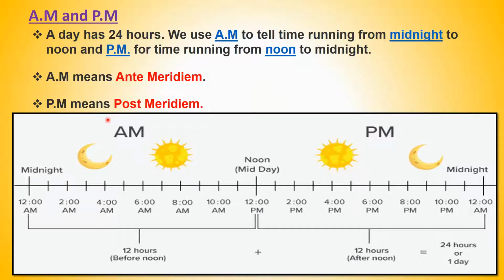This chart over here explains to us in detail about it. From midnight 12 AM to noon 12, it's before noon, 12 hours before noon, so it is AM. And after that, from noon 12 o'clock to midnight 12 o'clock, we use PM. So if you see 12 hours before noon and 12 hours after noon, if you add 12 plus 12, you get 24 hours. That is, in a day there are 24 hours.